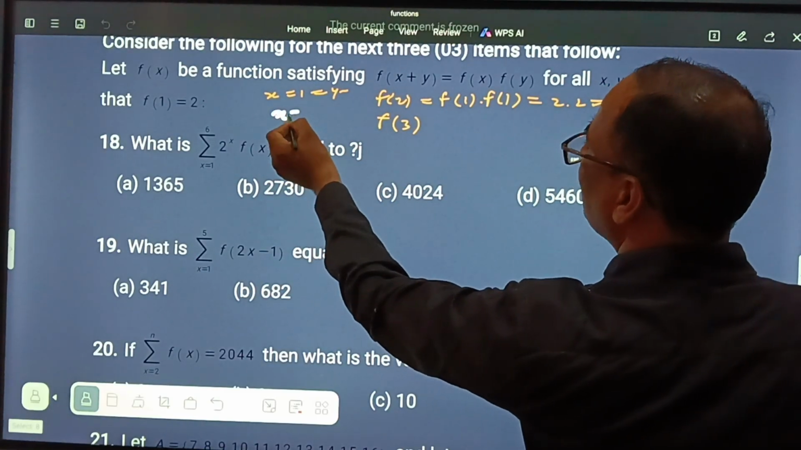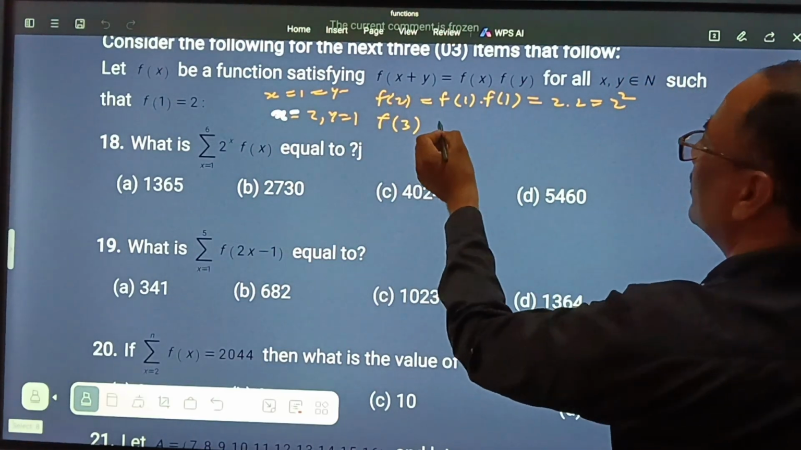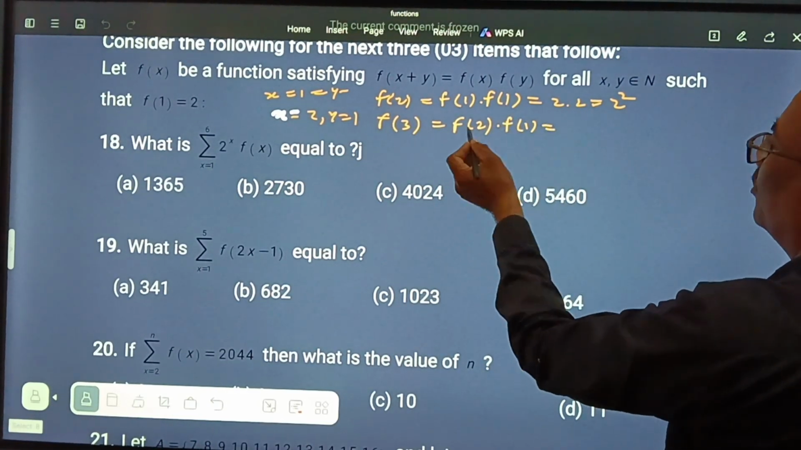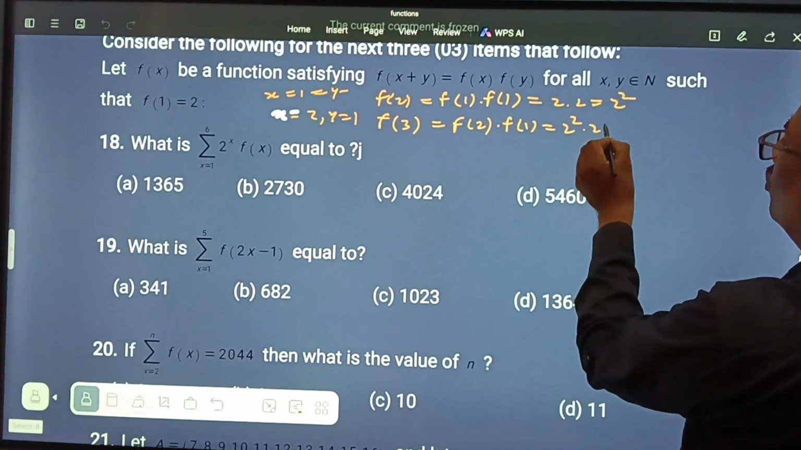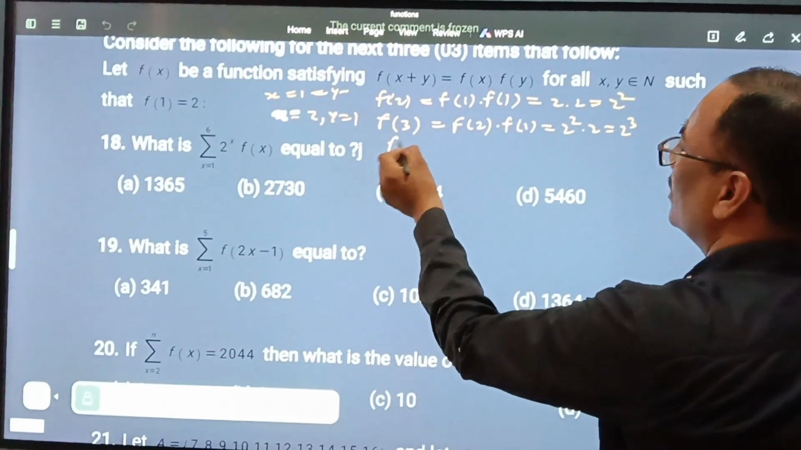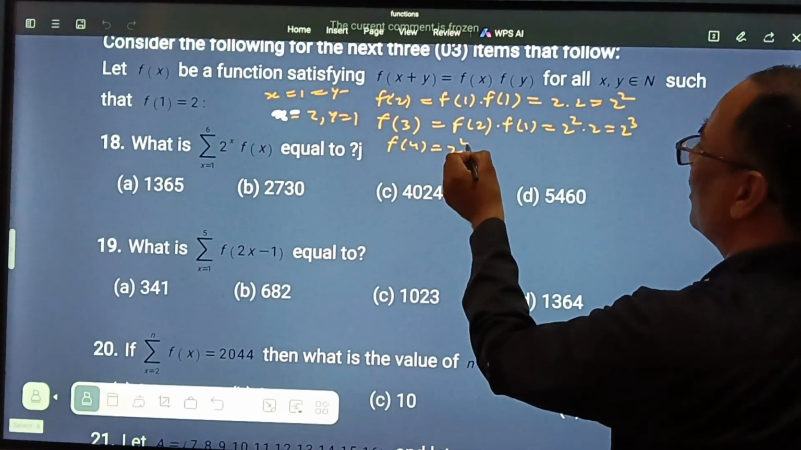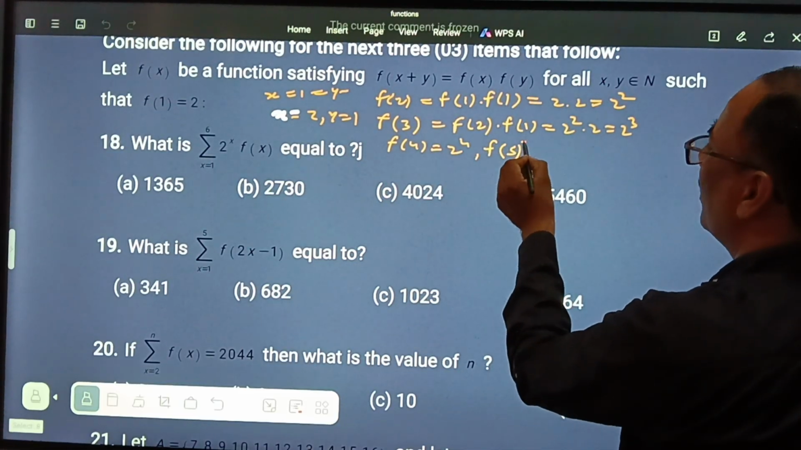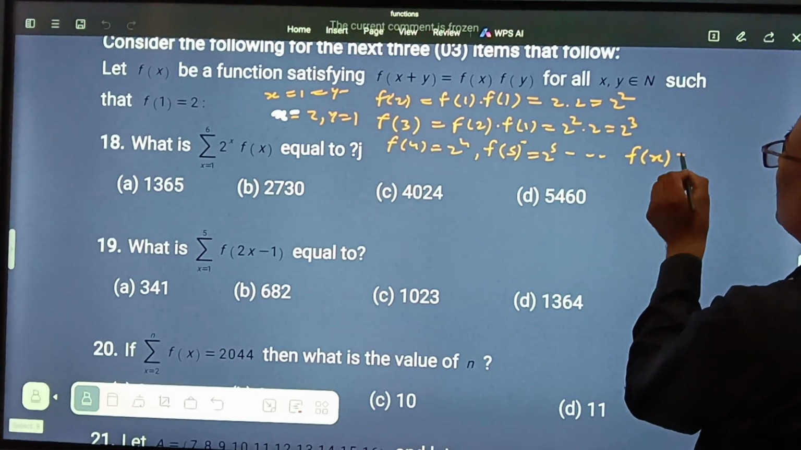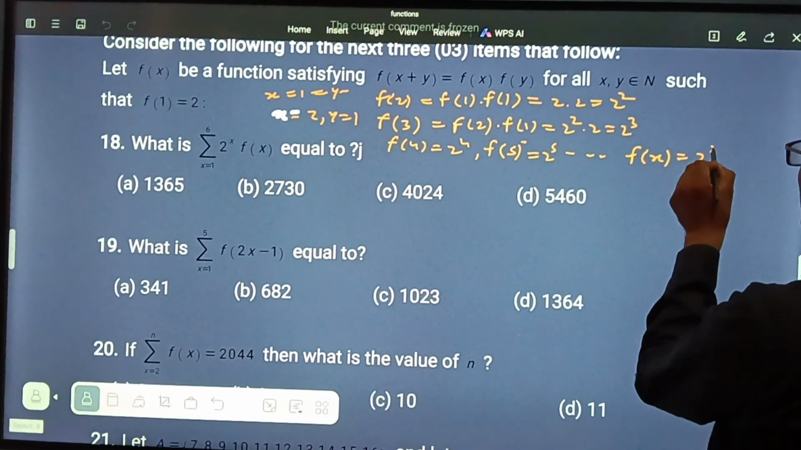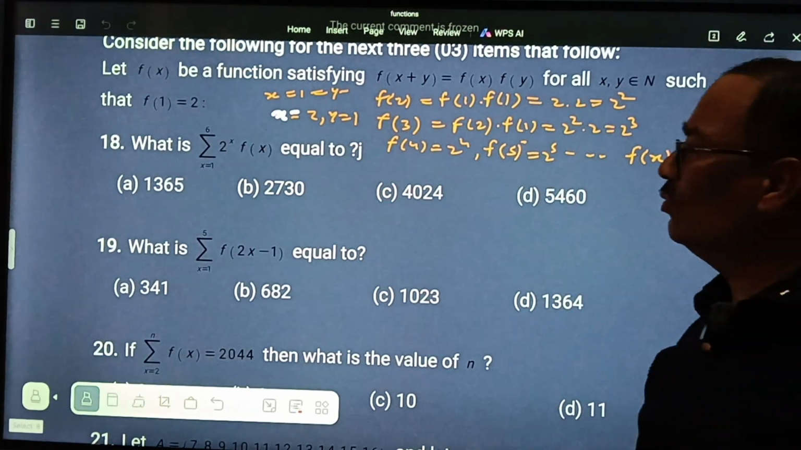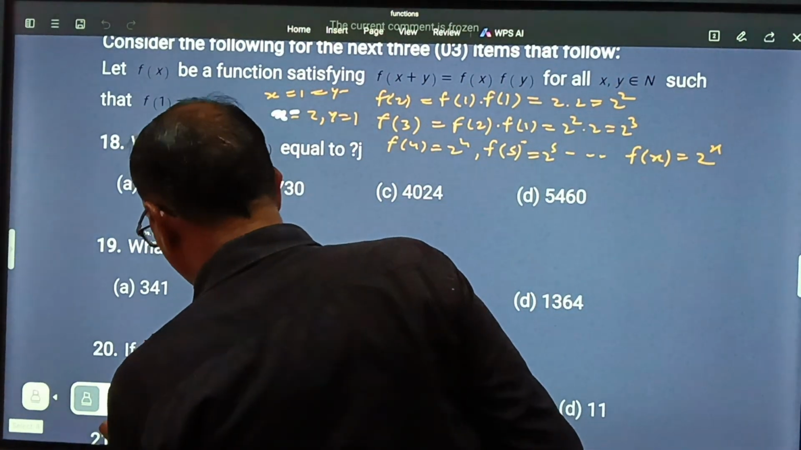To find f of 3, put x equals 2 and y equals 1. Then f of 3 is f of 2 into f of 1, that is 2 square into 2, that is 2 raised to power 3. Similarly f of 4 is 2 raised to power 4, f of 5 is 2 raised to power 5, and so on. So f of x is 2 raised to power x itself. Got it?